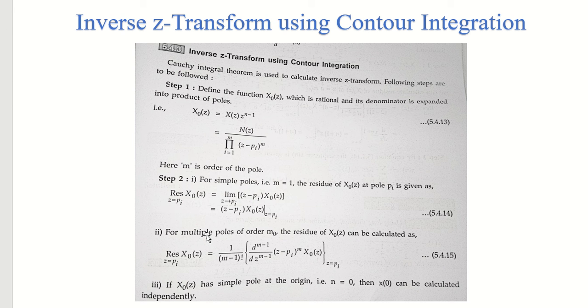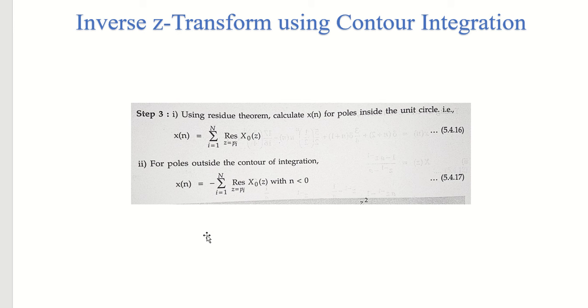And if your x0(z) has a simple pole at the origin, then your n will be 0, right? And you will be able to calculate x(0) independently. And in the next step, we will be using the residue theorem, and we are going to calculate the x(n) for poles inside the unit circle.